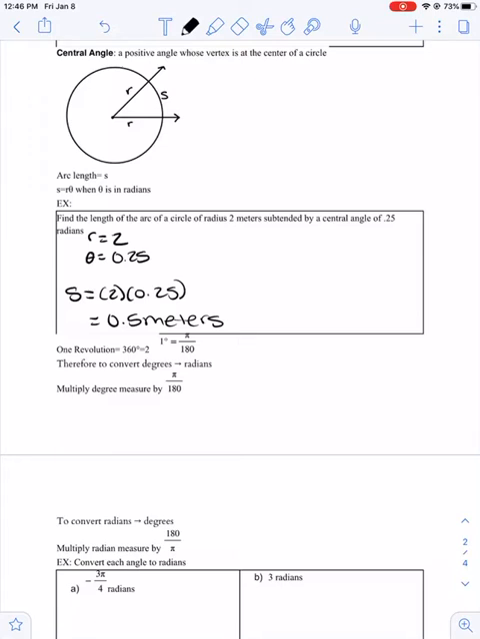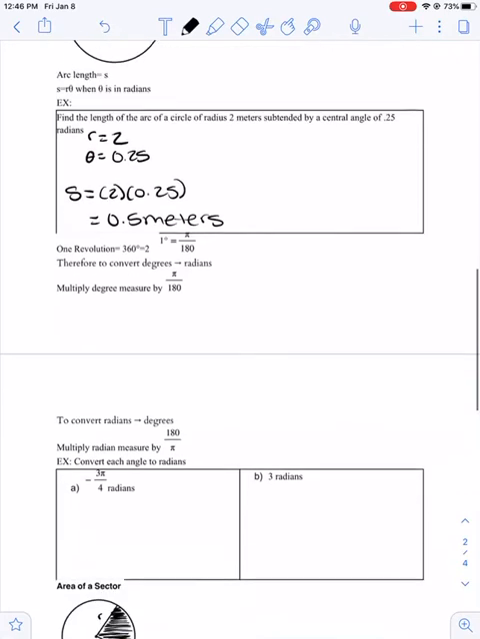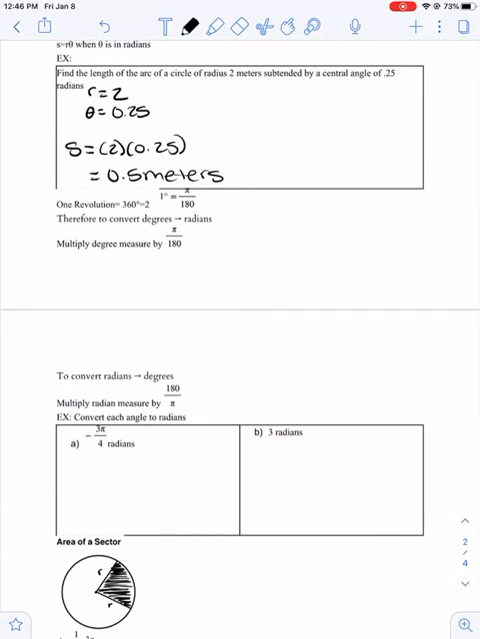180 equals pi. We're going to look at how you would convert that using math instead of just memorizing. So here we're going to convert the angle. We have radians and we're going to degrees. So negative 3 pi over 4.